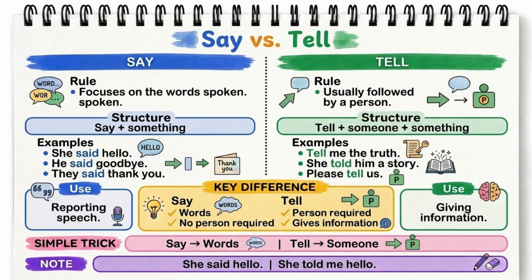Excellent. Now listen carefully. She said me hello. This is not correct. Instead, say, she said hello to me. Or, she told me hello. Although in everyday English, people usually say, she said hello to me.